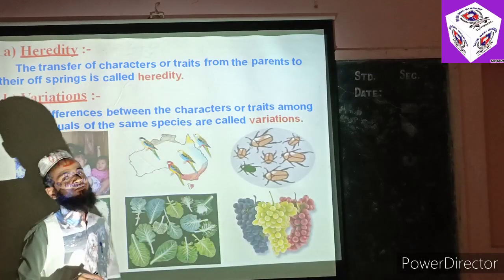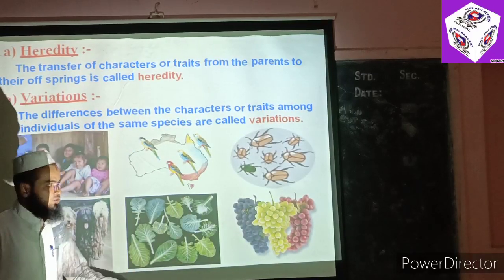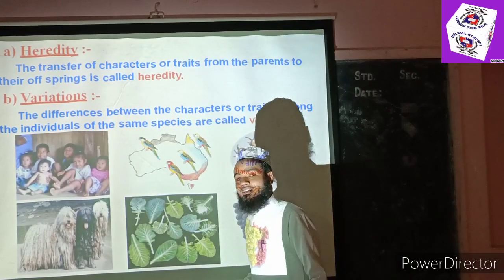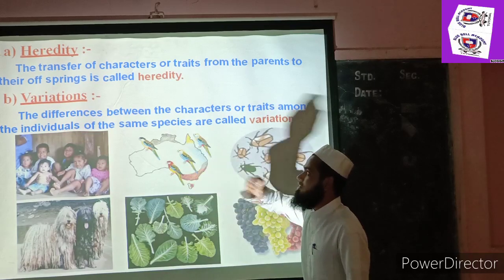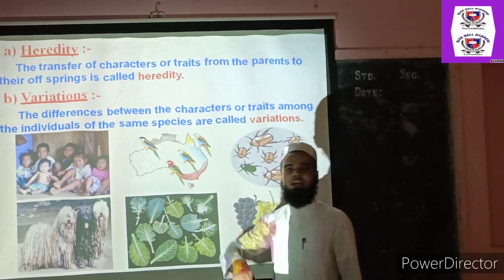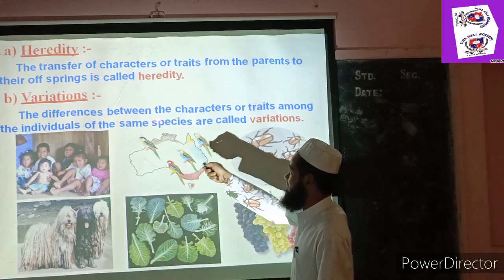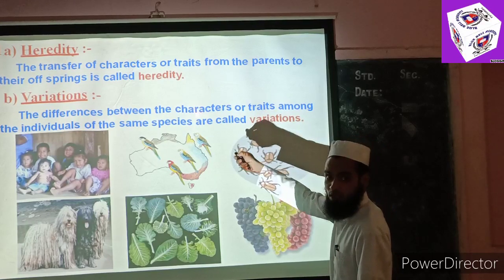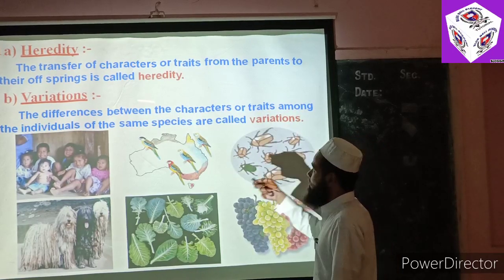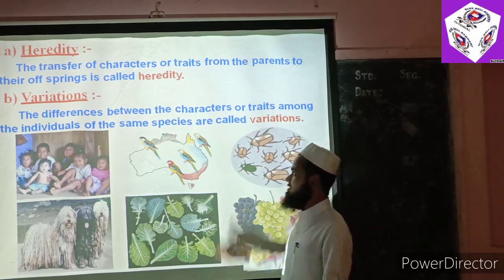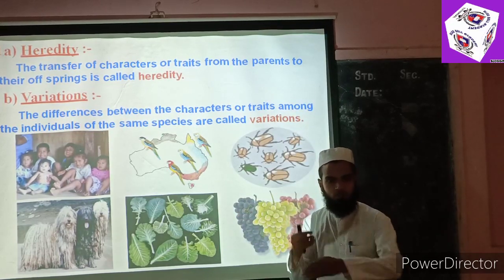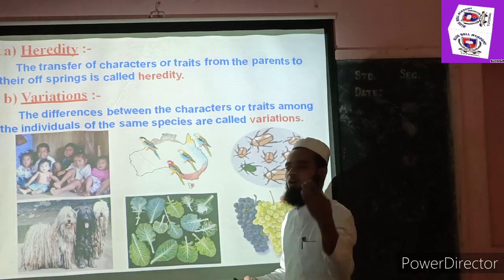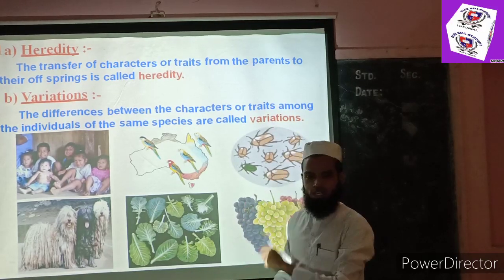And the differences you observe between you and your parents, these differences we call variations. Someone may ask one more question: what is a variation? The difference between the characteristics or traits, and trait is another word for characters, among individuals of the same species is called variation. So whatever differences you find from you to your parents, or from your grandparents to your parents, all those differences we consider as variation.